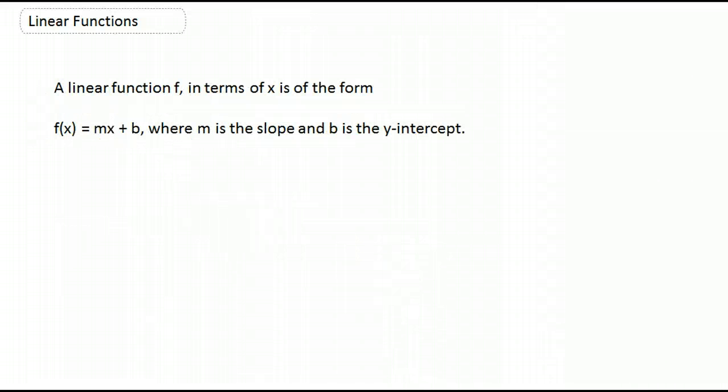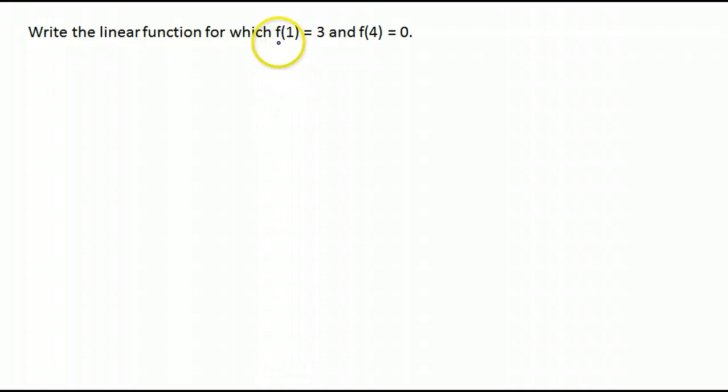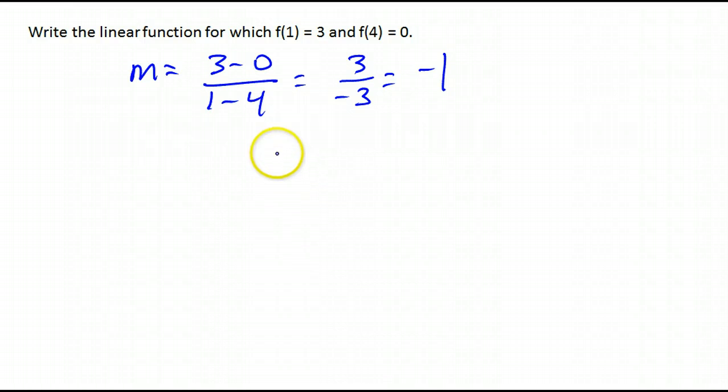A very common function is a linear function. If we have a linear function named f in terms of x, it's always going to be in the form f of x equals mx plus b, where m is the slope and b is the y-intercept. So let's figure out how we can get a linear function from 2 points. If I know that f of 1 is 3 and f of 4 is 0, the slope is going to be my change in y over my change in x, so I get 3 over negative 3, which is negative 1.